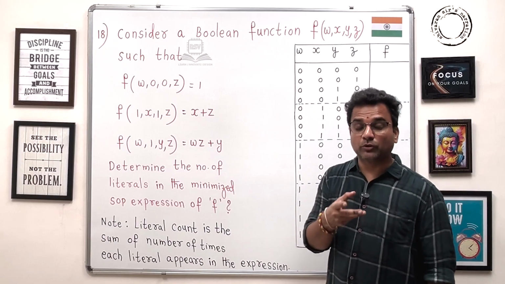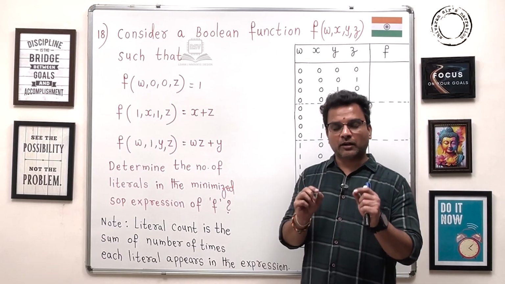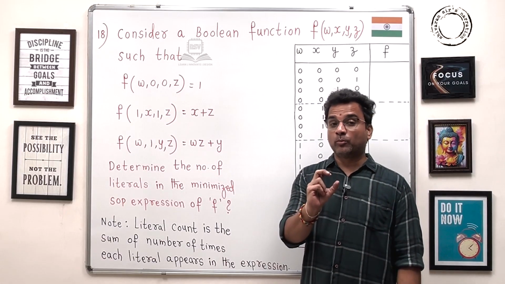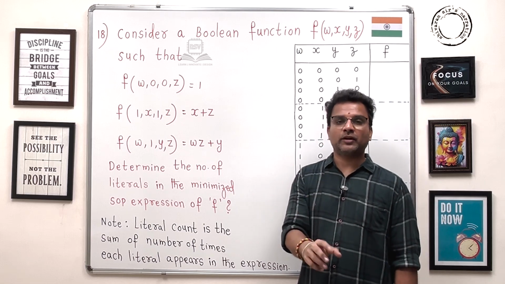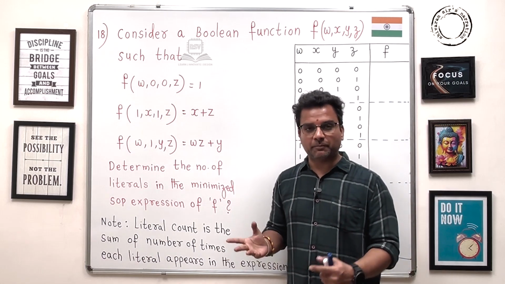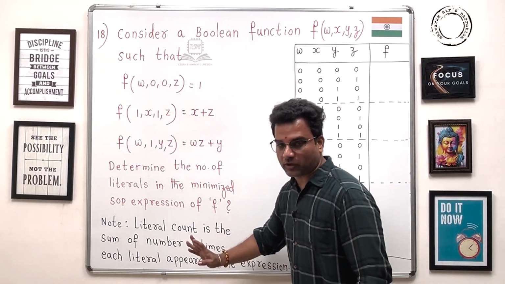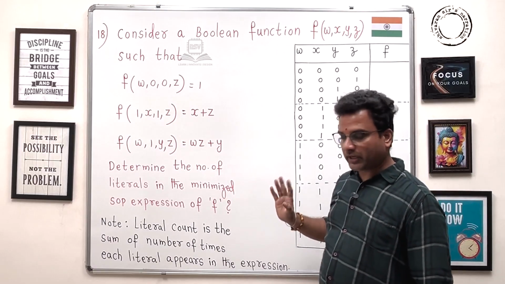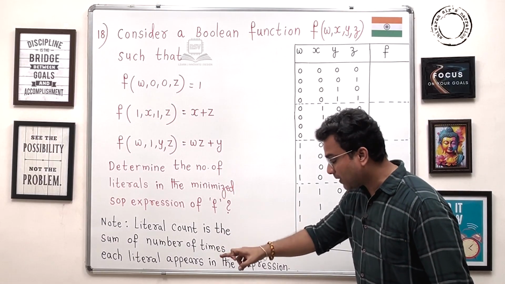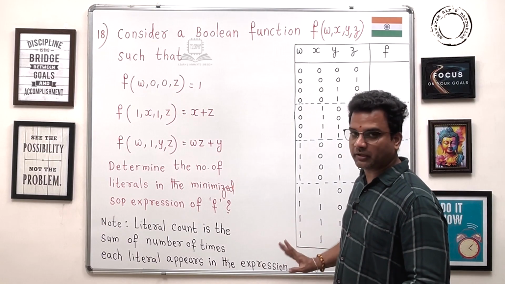First of all, you need to know what is meant by literal count. The literal count is simply how many times each literal appears in your Boolean expression. For understanding purposes, I have written the note, but remember the question is the red-colored one only. Literal count is the sum of the number of times each literal appears in the expression.